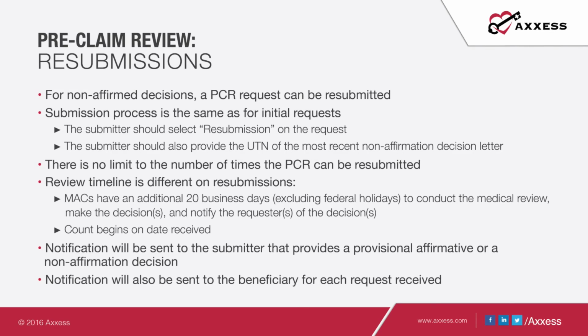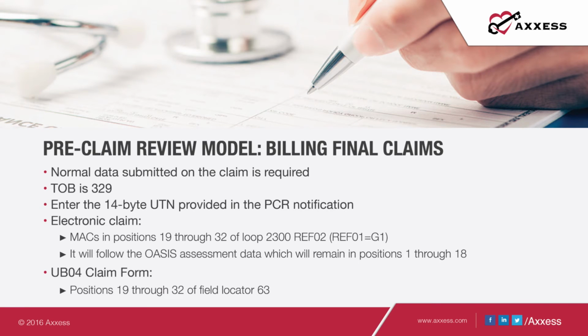All right, so now we've talked about how to submit the documentation, how you're notified, and what the different types of notifications are. So now that we have an affirmative decision, let's talk about the billing of our final claims. Now, the normal data submitted on the claim is still required. We're still talking about types of bills, 329 and the others that we listed earlier. We have on the slide here some specific information for billing.